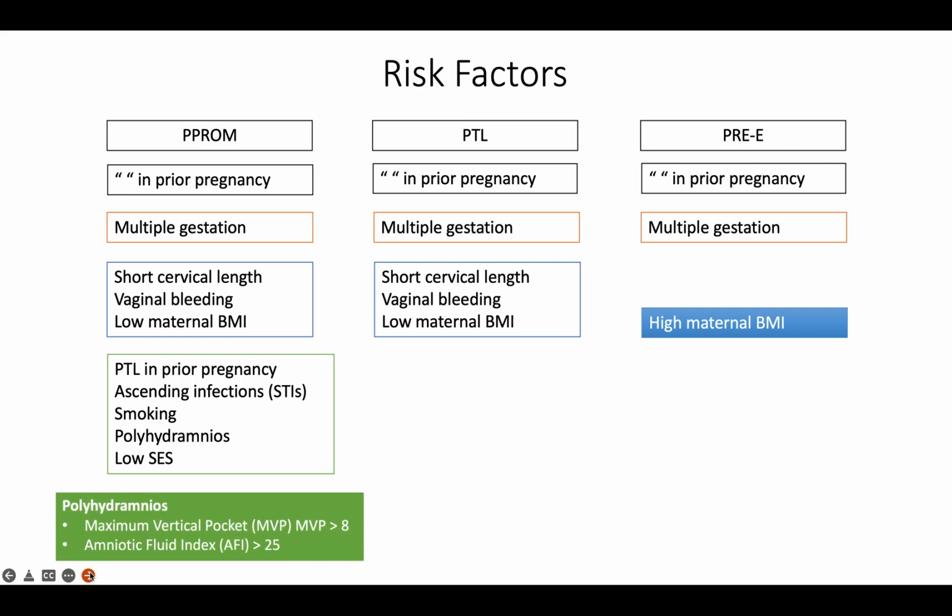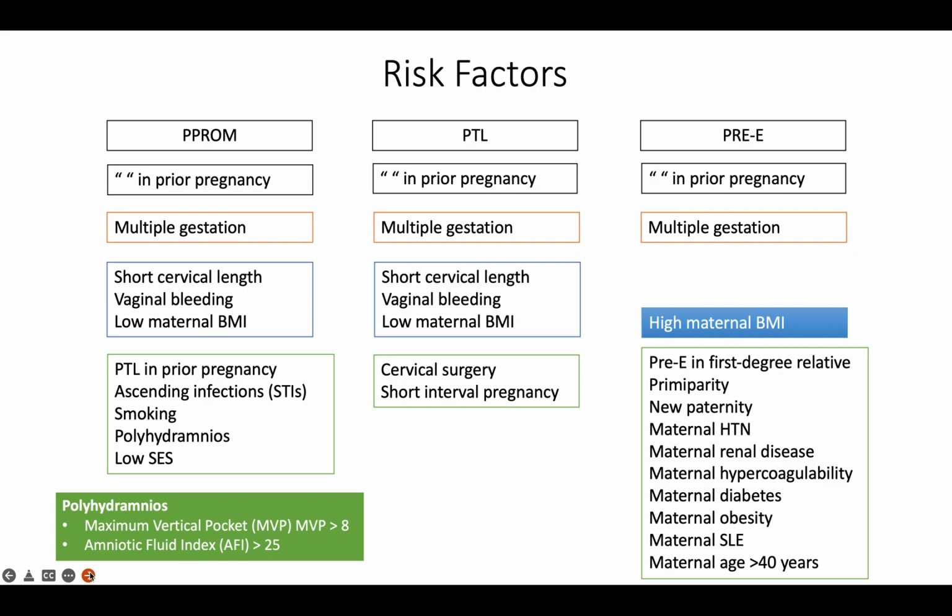Polyhydramnios is designated on ultrasound. We look at the maximum vertical pocket, MVP, and amniotic fluid index, AFI. If the MVP is greater than 8 or the AFI is greater than 25, that constitutes a diagnosis of polyhydramnios. For PTL, cervical surgery and short interval pregnancy increases the risk of preterm labor.